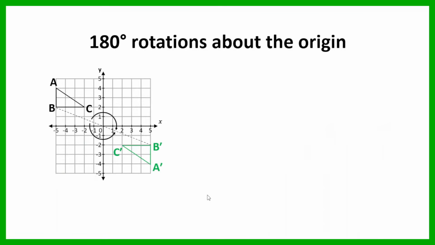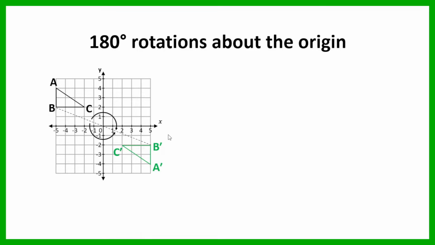Okay, then if you rotate 180 degrees about the origin, now remember, when you're rotating 180 degrees, you don't need to be given a direction, because no matter which direction you go, you're going to end up in the same position either way. So they don't need to give you a direction when you're going 180 degrees.